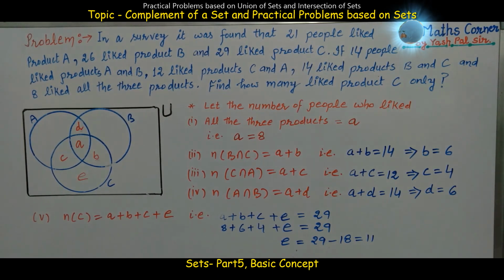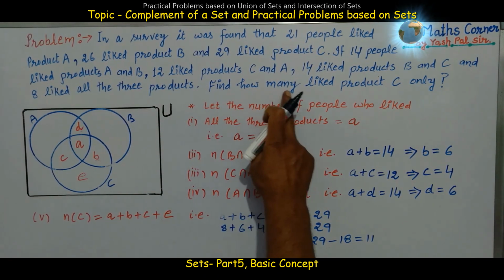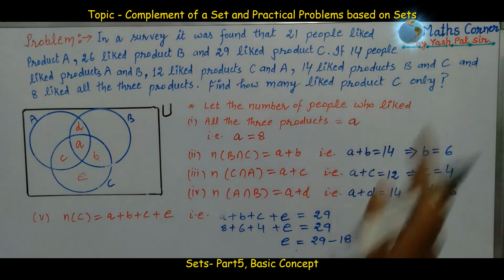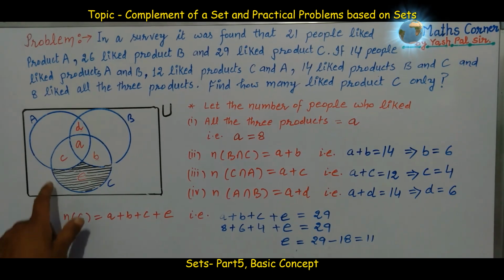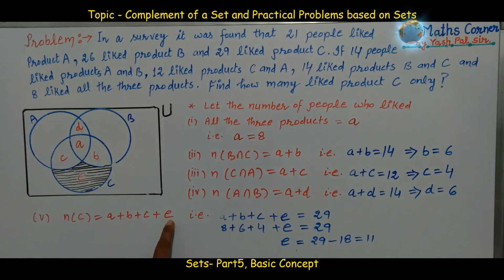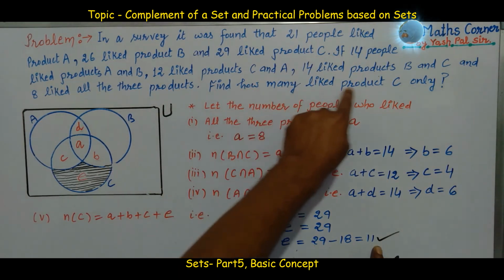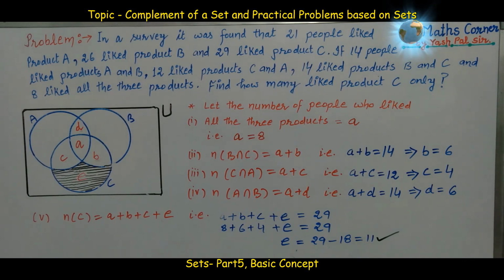So this was the question: how many liked product C only? Only C means only this shaded area, that is E, and the value of E is 11. So this is the final answer. How many people liked product C only? 11 people liked C only.